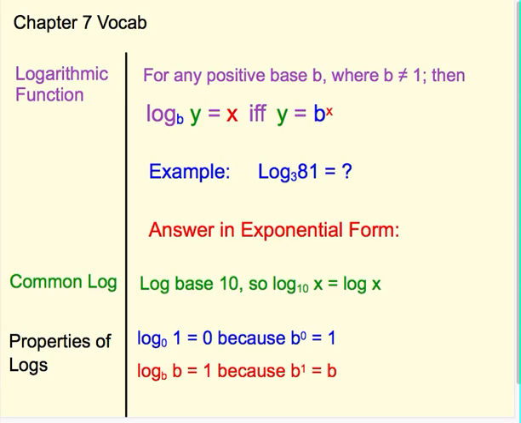Then the log base b, so that's how we're reading this, log base b of y equals x, if and only if y equals b to the x power. So again, the logarithmic function is the inverse of the exponential function. If you do the composition of a log and an exponential, they cancel each other out and you get back x, what you started with.